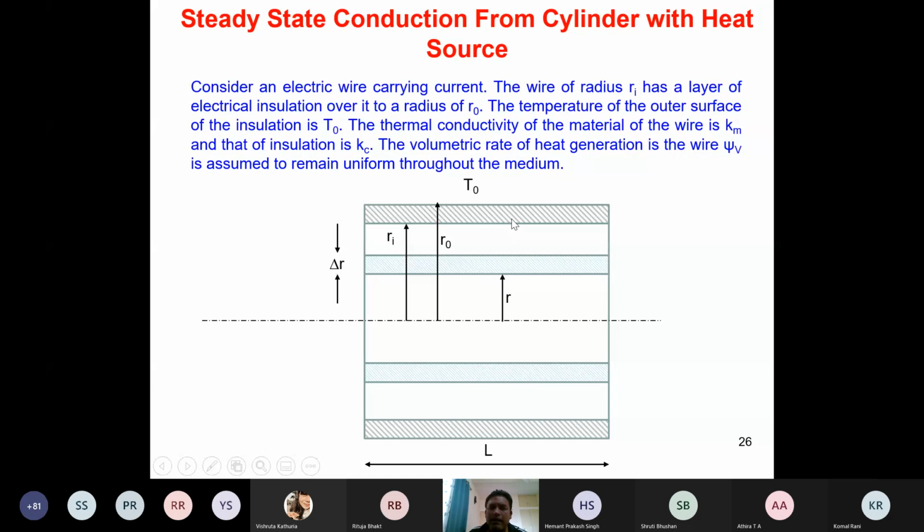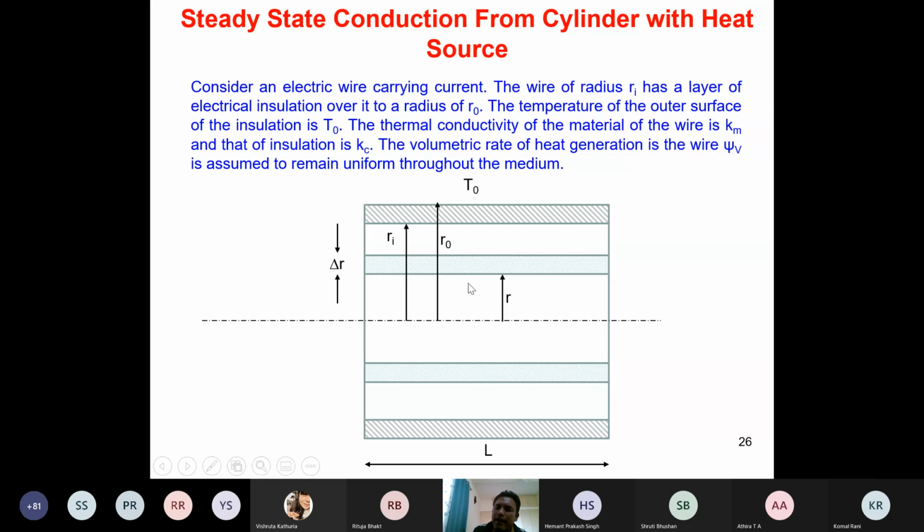Again, Km and Kc are the thermal conductivity of the metal wire and of the insulation applied over the wire. The volumetric rate of heat generation is psi V, and we are assuming that it is constant throughout the medium. So this is the geometry here. You can see L is the length of the wire.